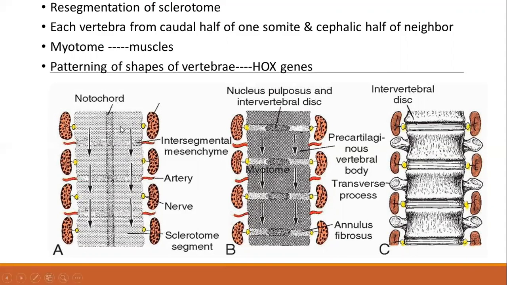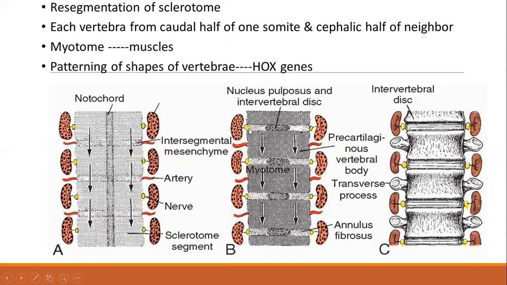During the re-segmentation process, the caudal half of the sclerotomic cells of one somite fuses with the cephalic half of the sclerotomic cells of the other somite. So one vertebra is formed by fusion of the caudal half of the sclerotomic cells of one somite and the cephalic part of the sclerotomic cells of the other somite.